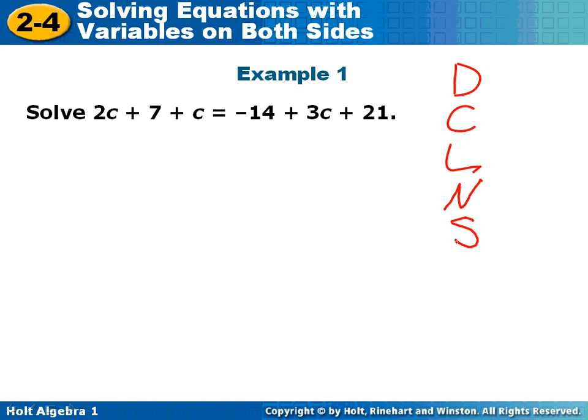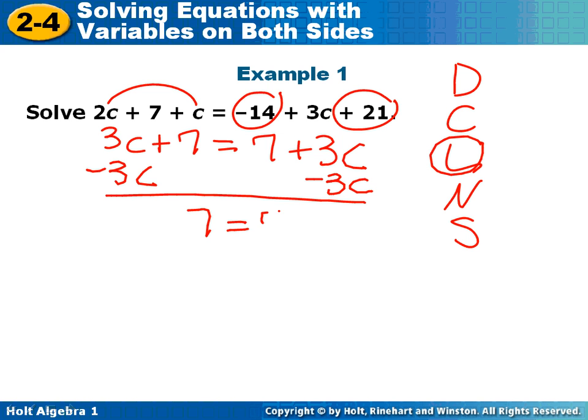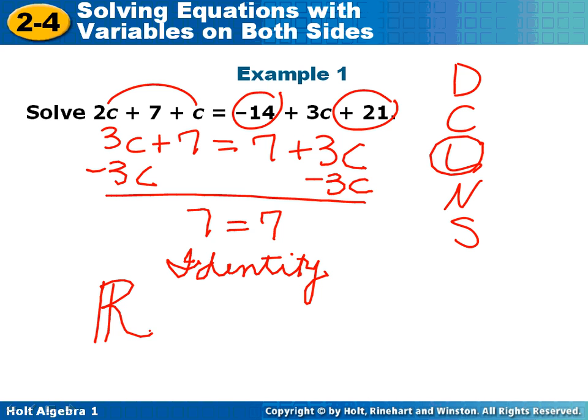All right, combine like terms, 2C and 1C is 3C plus 7. And on the right-hand side, we have negative 14 and positive 21, which is also 7 plus 3C. If I take my letters to the left, I'm going to subtract 3C from both sides. I'm left with 7 equals 7. Since this is an identity, that means that both sides are equal to the same thing and every number in the whole wide world will work. We can write it out like this, all real numbers.